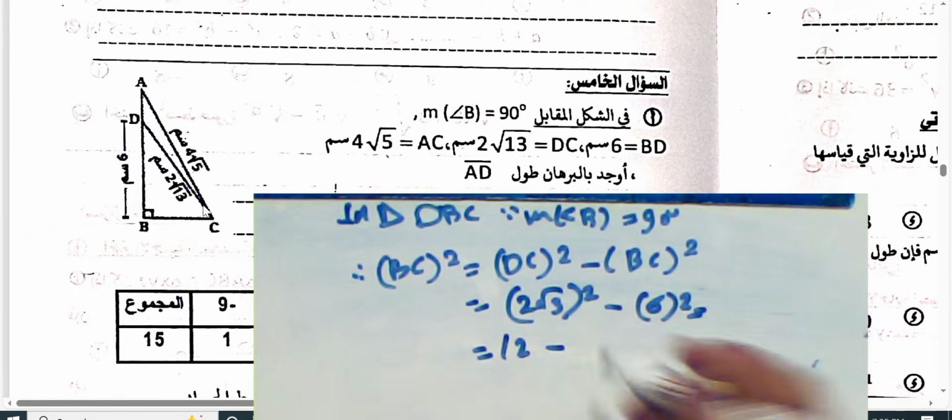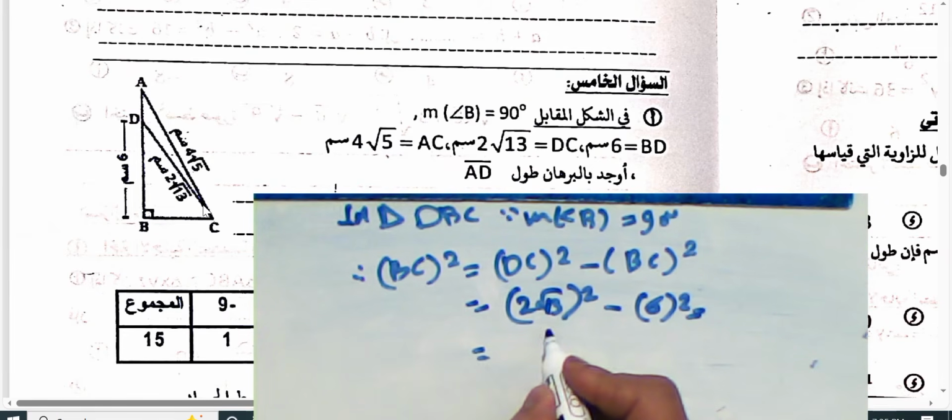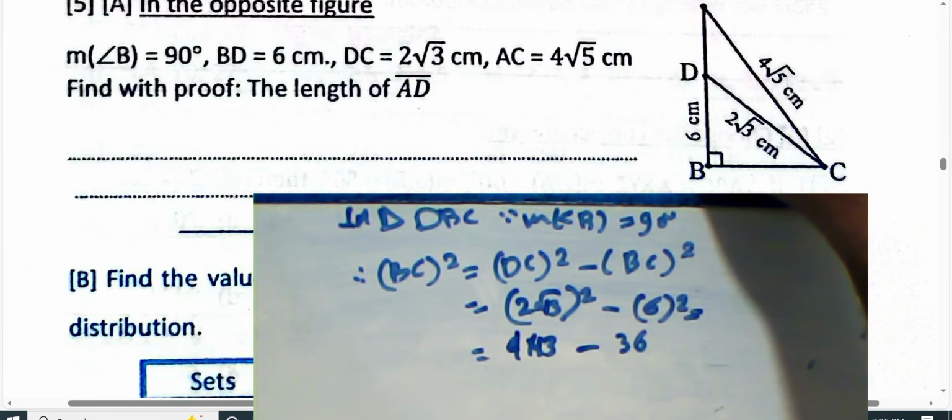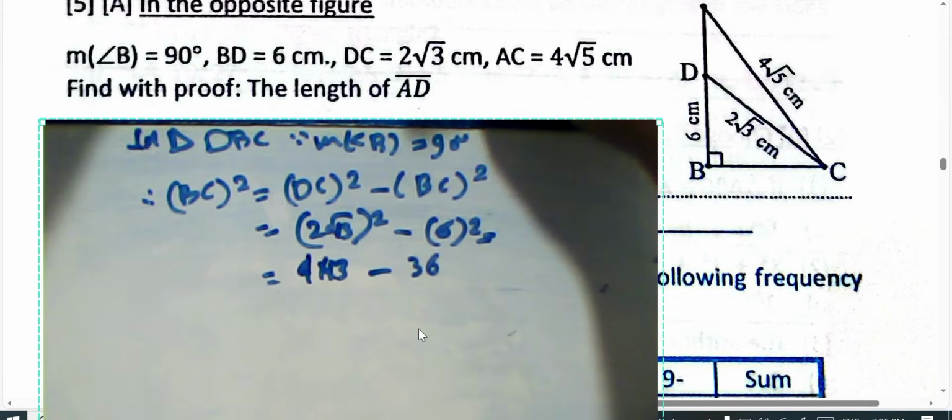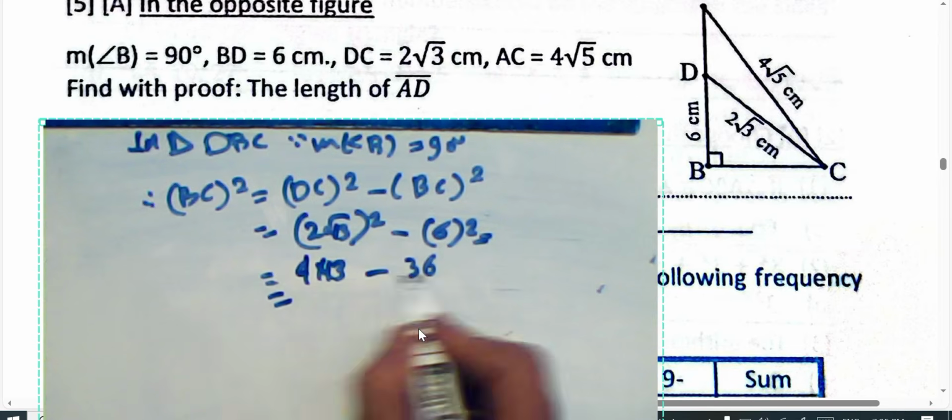But here in this question, it was 2 root 13. Okay, change the number. We have root 5 here, and this line segment is 2 root 13, not 3. Okay, 2 root 13. Power 2, it will be 4 times 13 subtract by 36. My students, change the number here. It will be 2 root 13. Okay, 4 times 13 subtract by 36.